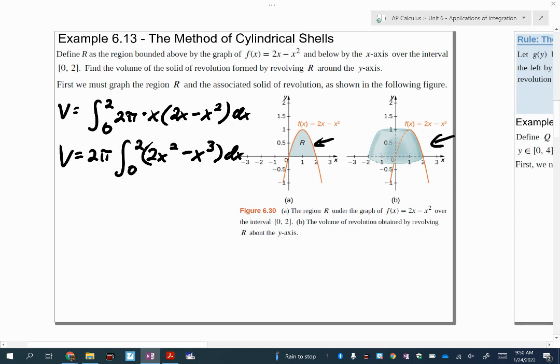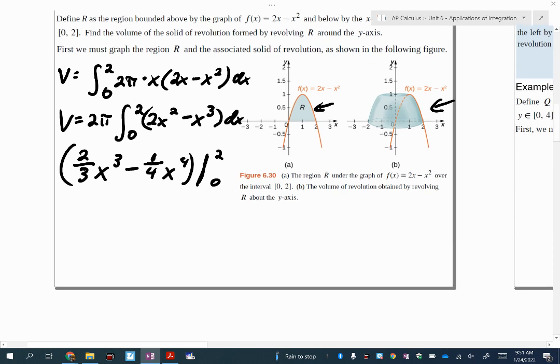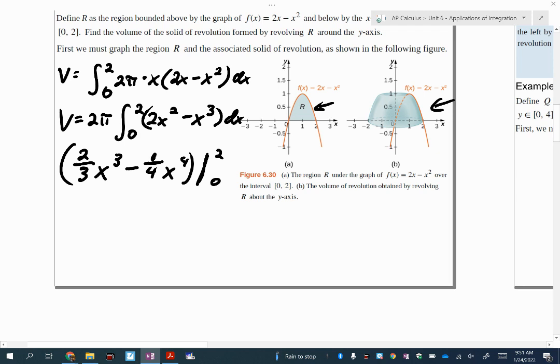Do my integral. So I have x cubed, but I want 2 to be in front of it when I differentiate, so I'm going to put 2/3. And then I have x to the 4th power, but I want the reciprocal, so I get 1 when I differentiate. All right, so that's it. I'm going to evaluate it at 2 and 0. Since one of them is 0, you really only need to evaluate at 2, but you can show the work for both if you want. So 2/3 times 2 cubed minus 1/4 times 2 to the 4th power.